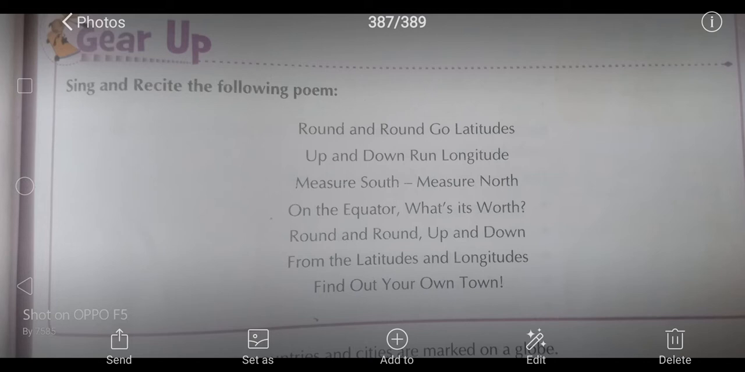Okay children, now let us learn about longitudes, latitudes and grid. All the continents, oceans, countries, cities are marked on the globe without any reference point. It is so difficult to locate a place on a globe, isn't it? So in order to locate a place, we need certain reference point.